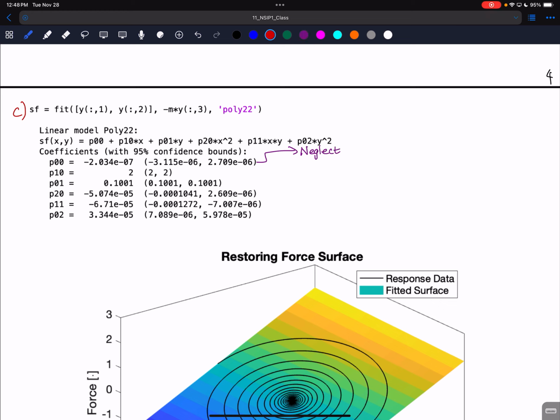The second term here is actually our linear stiffness, and it matches exactly the linear stiffness, which it should because it's a linear oscillator and this is a simulation with no noise in it. So we should get exactly that. The third term is our linear damping, which is just a little bit off. And then the rest of these terms are very small, and so we would just neglect these.